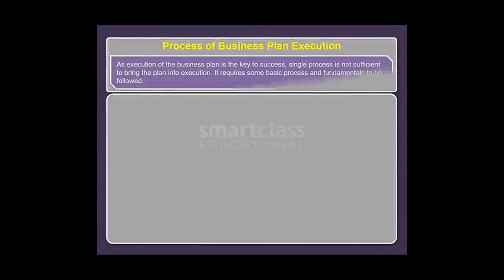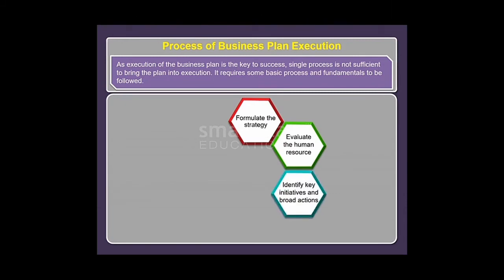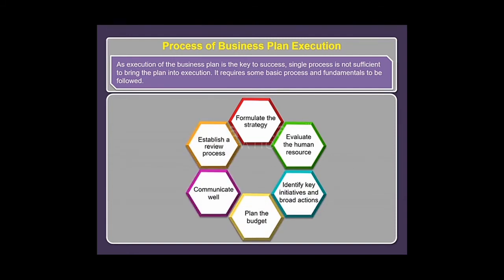As execution of the business plan is the key to success, a single process is not sufficient to bring the plan into execution. It requires some basic process and fundamentals to be followed. Formulate the strategy. Evaluate the human resource. Identify key initiatives and broad actions. Plan the budget. Communicate well. Establish a review process.